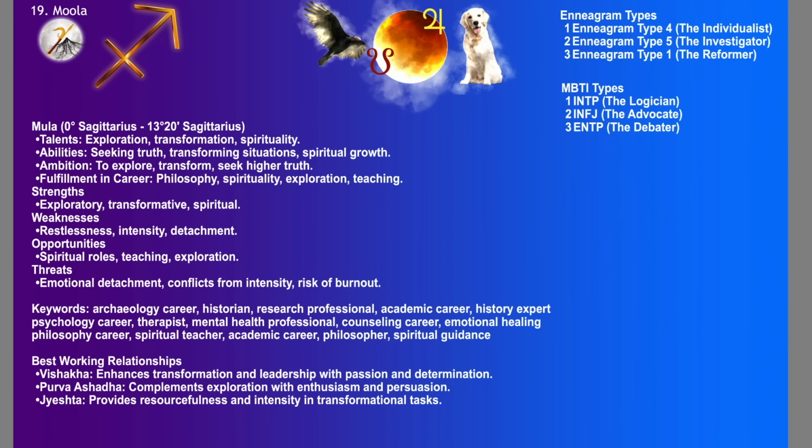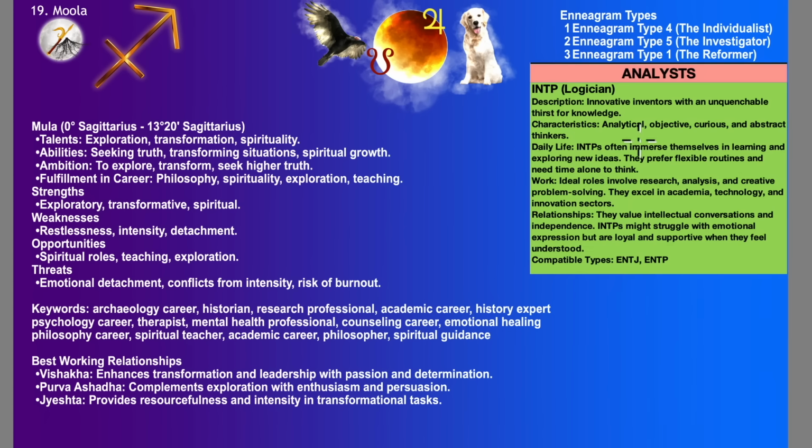Moving on to MBTI types. The first MBTI type: obviously I is introverted, E is extroverted. INTP. So what does INTP provide? The logician. Very logical in its approach. Mula Nakshatra can be like that, provided you have Mars here, for example. Innovative inventors with an unquenchable thirst for knowledge. Mula is interested in all kinds of knowledge they dabble with because there is Jupiter there. It's in Sagittarius. They are analytical, objective, curious, and abstract thinkers.